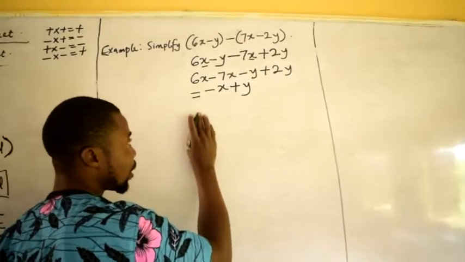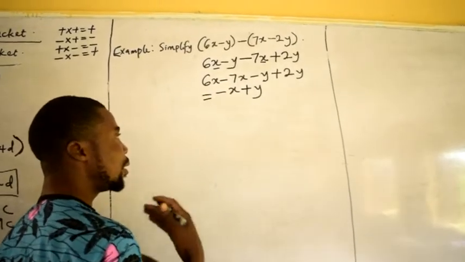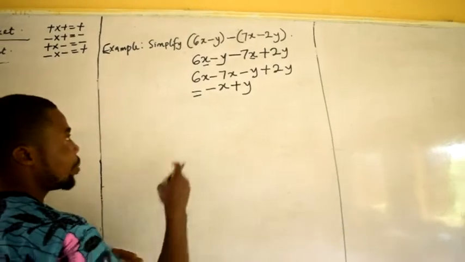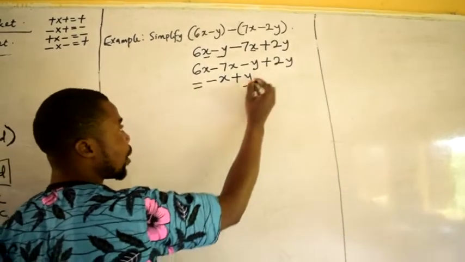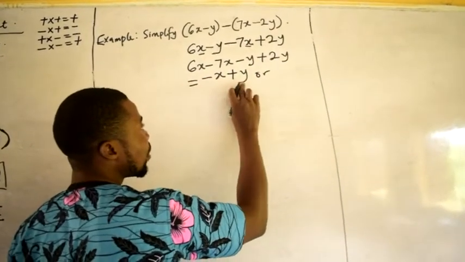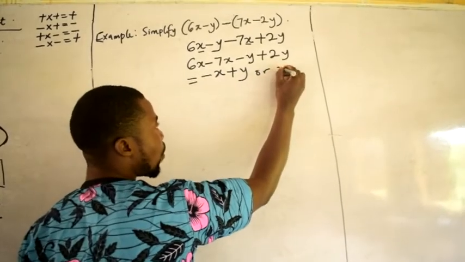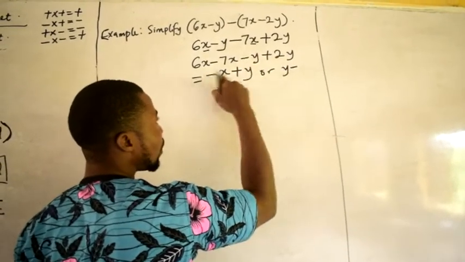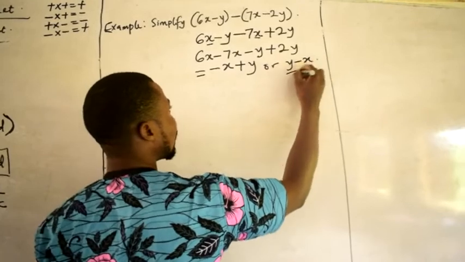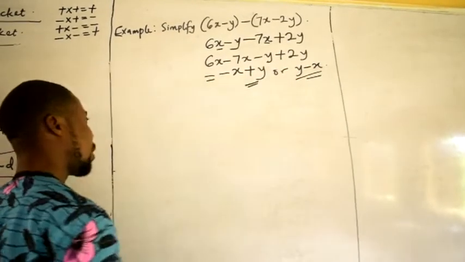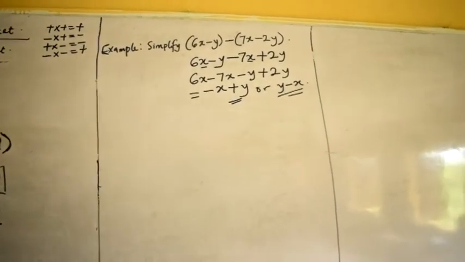This is your answer. You can rewrite or rearrange by writing the positive value first, or you can say y will come first, y minus x. Any of these is correct. That's the final answer.